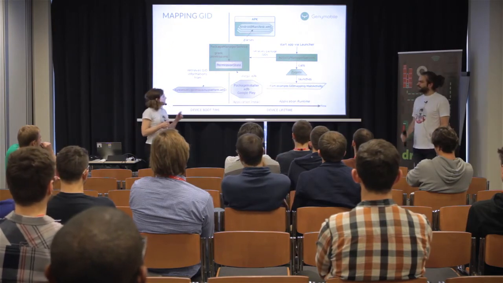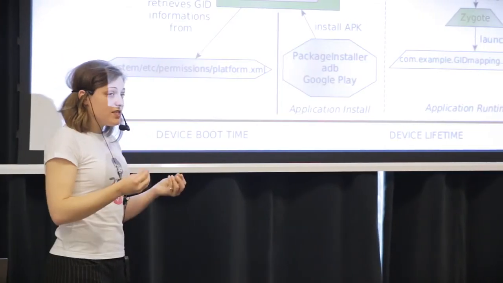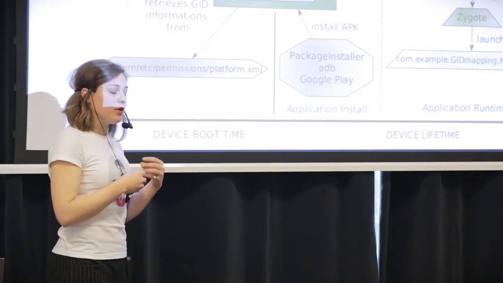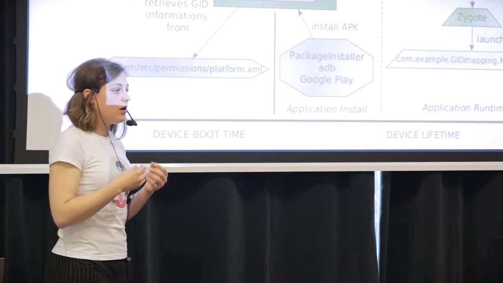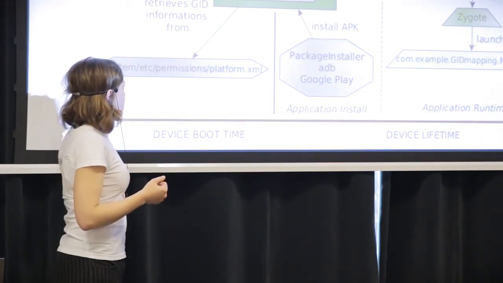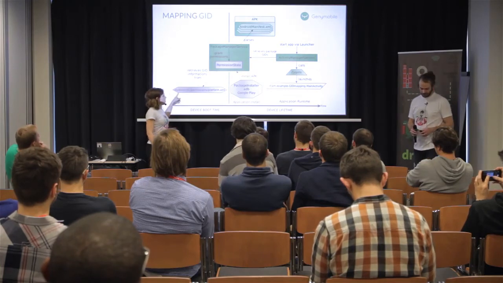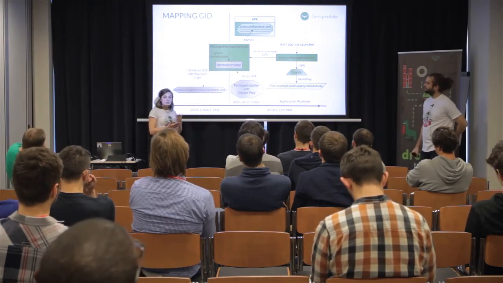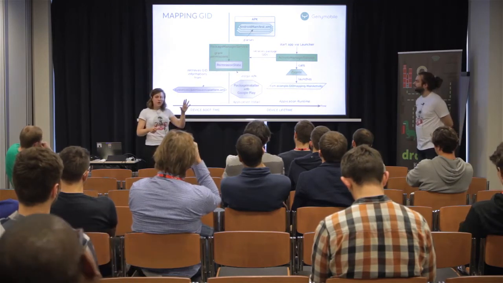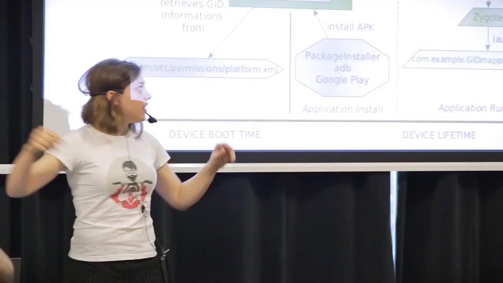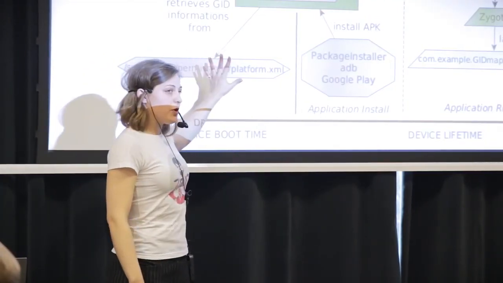So what happens is that your system needs to know which GID to apply to the different applications using a given permission. So at boot time, your package manager service is going to parse the permission platform XML file containing the GID mapping. Okay, for this permission, I have this GID, and this GID gives me access to this feature. So when it's booting, it gets the information there.